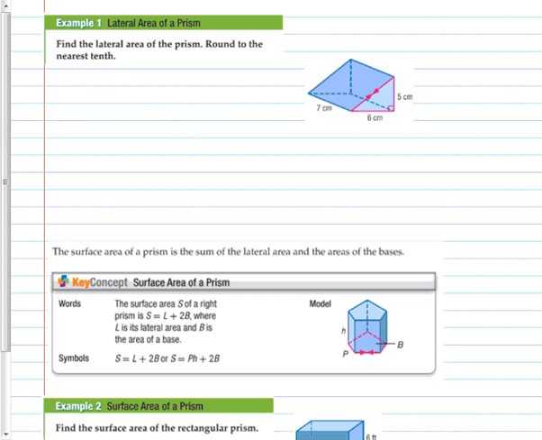Find the lateral area of the prism, round to the nearest tenth. So in your mind should pop in our first formula we learned today. Lateral area of any prism is perimeter times height. And so, how about my perimeter?